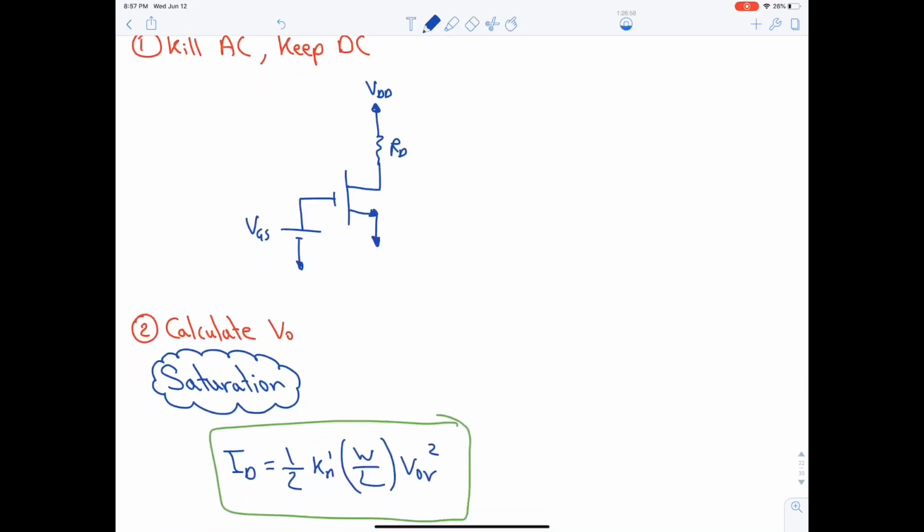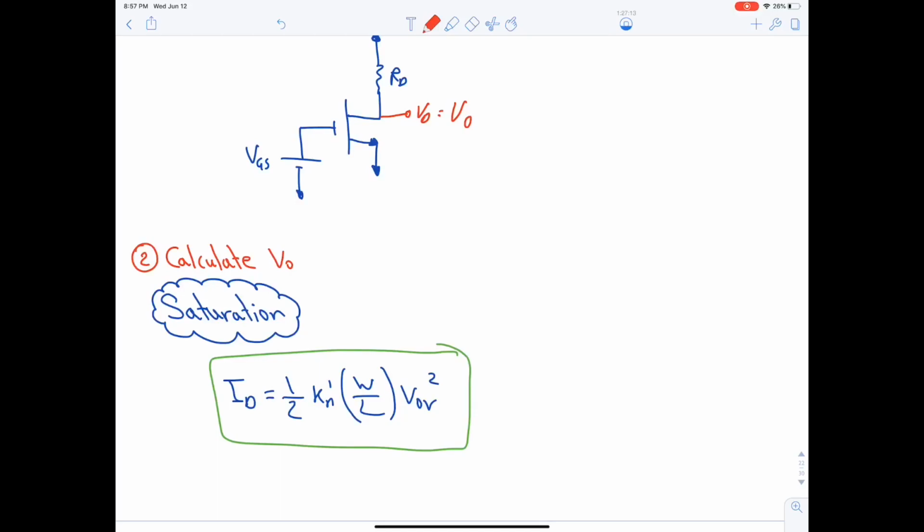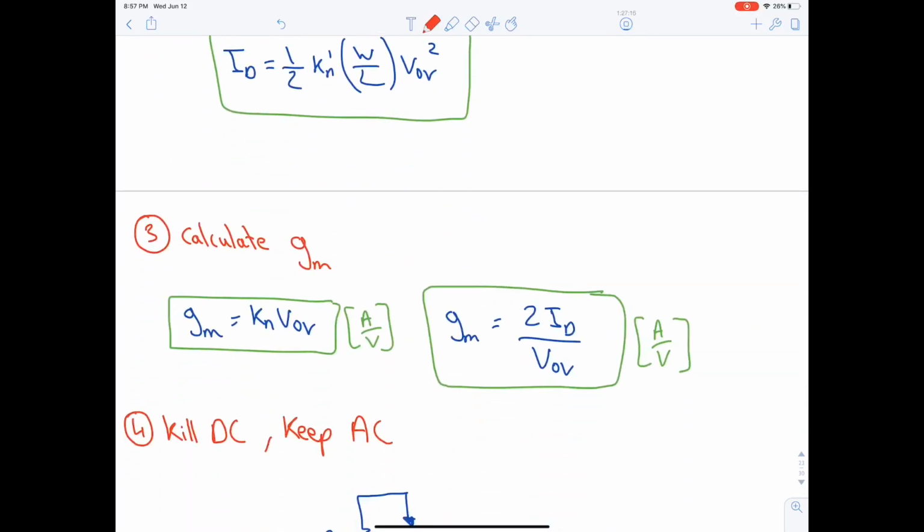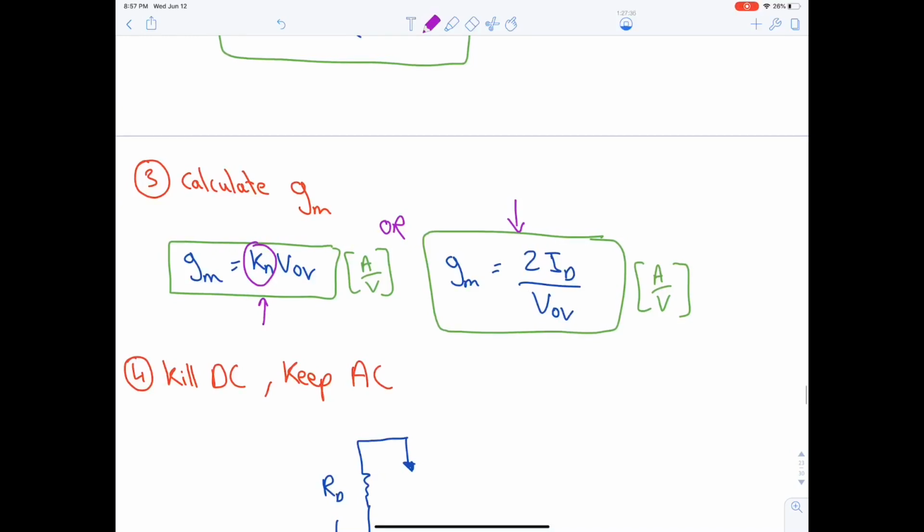Next we need to calculate VO. VO is always with VD. VD is always the VO. Okay, and you are always in saturation, therefore there's no need to check and to assume. So this is the equation of ID. The third step is to compute only GM. GM has two equations. It's either Kn VOV or 2ID over VOV. It depends on what you have. Okay, I recommend this one because most students confuse the Kn with Kn prime. They miss multiplying by W over L, so it becomes Kn.